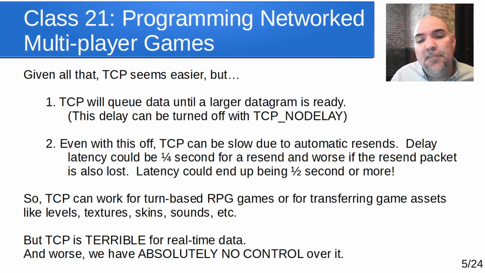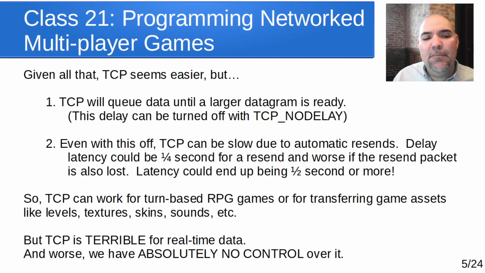But even with that TCP no delay option set, TCP can still be slow because it automatically resends if something doesn't get acknowledged. Acknowledgement packets can get lost. Resend packets can get lost. And that delay latency could be a quarter second, 250 milliseconds for a resend. And it can be worse. If a resend packet is also lost, then we're up to a half second or maybe even 3/4 of a second. And notice that for a real-time game, like a first-person shooter, even that first quarter second, that 250 milliseconds, that's an eternity when you're dealing with something where people are using fast reflexes to take some action and decide what to do.